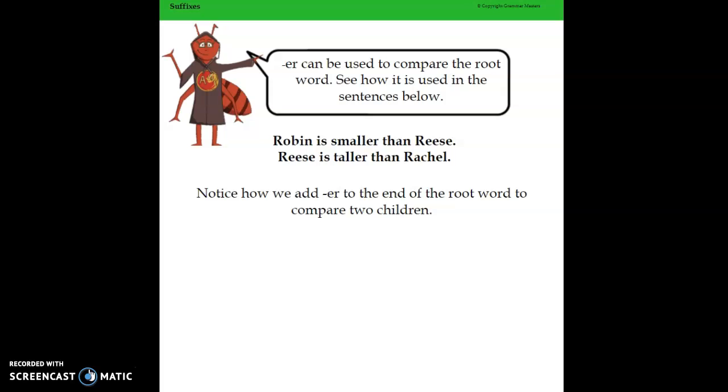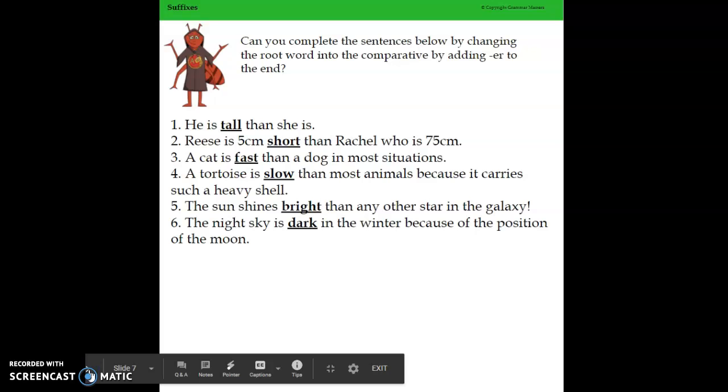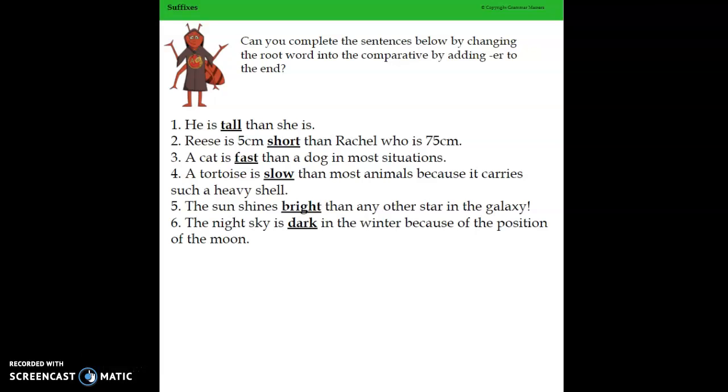So we're comparing the size of Robin and Reese. Robin is smaller than Reese. Reese is taller than Rachel. We're comparing the two children. Right, so I have a bit of a challenge for you to do. Can you complete the sentences below by changing the root word into the comparative by adding the suffix to the end? So we're comparing the people in these sentences, or the children in these sentences, okay?